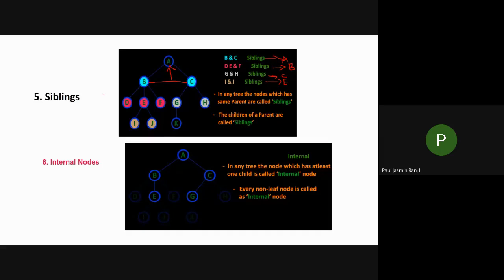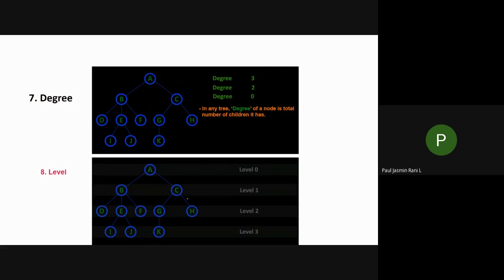So internal nodes means, if a node contains at least one child node, then I can call that node a internal node. Okay, so in this diagram, A, B, C, E, G can be called as internal nodes. And next one is degree. So degree means how many branches are going from a particular node, we call it as a degree.